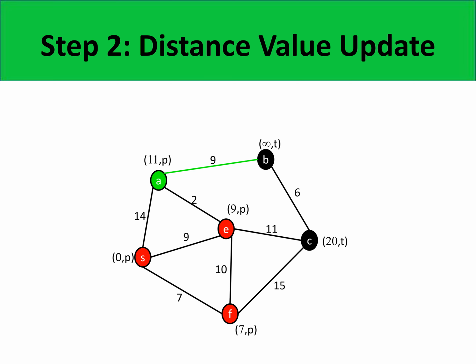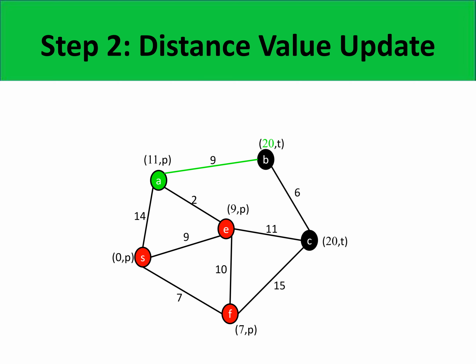Now let's update the distance values of the temporary labeled vertices which are adjacent to the current vertex A. So that is the vertex B. So to update, we add 11 with 9, which is 20, and comparing it to infinity, 20 is less than infinity, so we must replace this by 20.